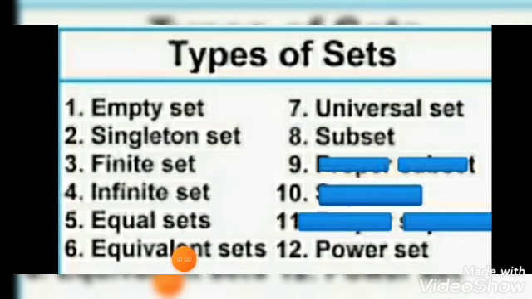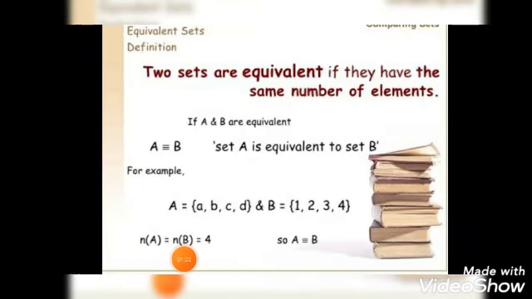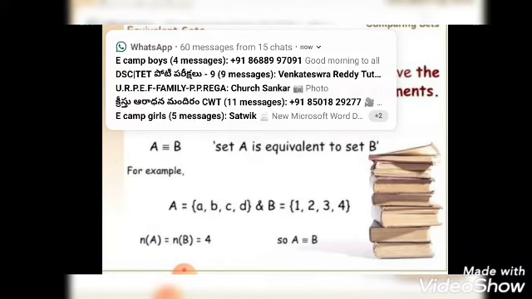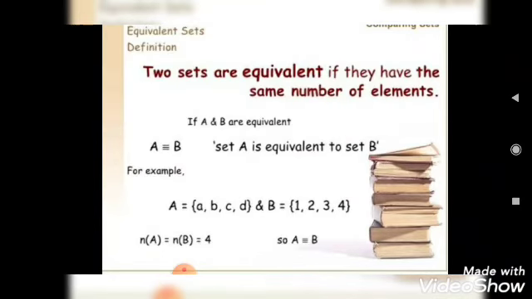Next type of set is equivalent set. The definition for equivalent set is: two sets are equivalent if they have the same number of elements. Means in the two sets, not the same elements, they have the same number of elements.